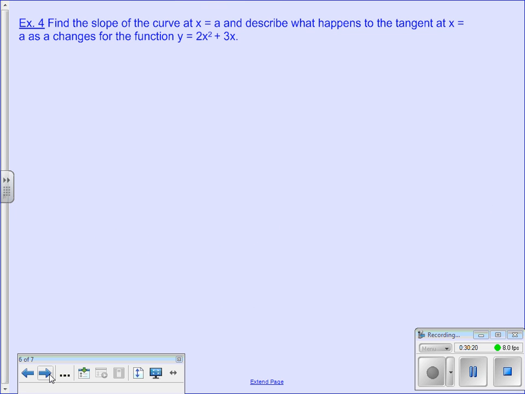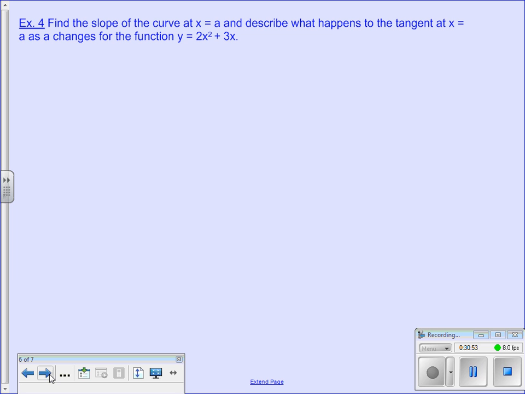Okay, find the slope of the curve at x equals a, and describe what happens to the tangent at x equals a as x changes for the function y equals 2x squared plus 3x. So here's what it's saying. It's saying do this, only instead of a particular value for a, you use a itself. So instead of like what we did on the last one, 3 plus h and 3, it will be a plus h and a.